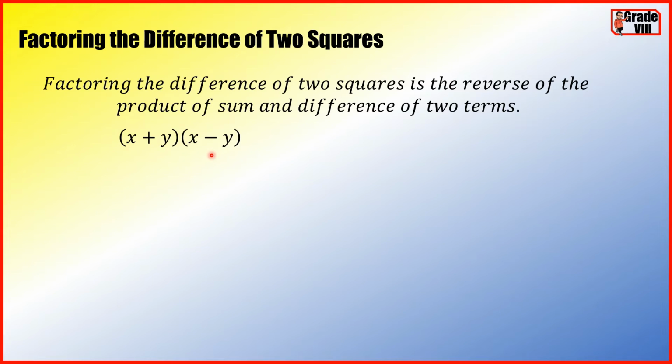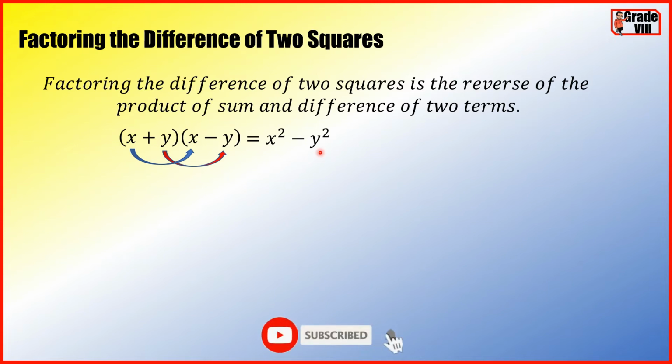Na kung saan kung imumultiply natin itong dalawang terms na ito, so that is x squared minus y squared. Or simply, x times x and that is x squared. Y times y and that is y squared. Sabi dito, pag pinactor natin itong difference of two squares na ito, ang sagot niya ay sum and difference of two terms. Kasi sabi rito, reverse lang siya ng product ng ating sum and difference of two terms.